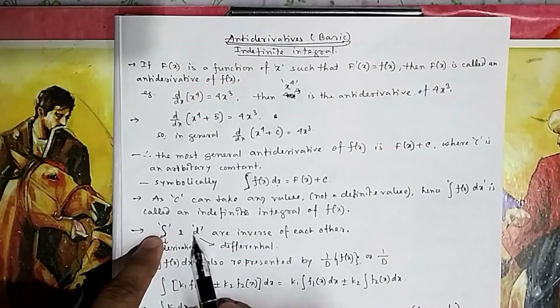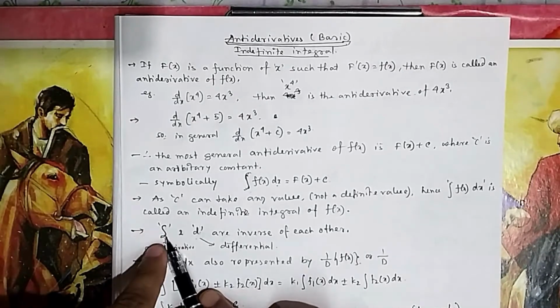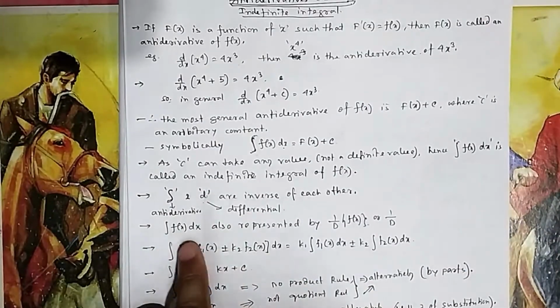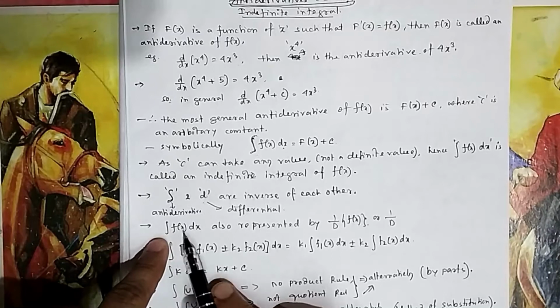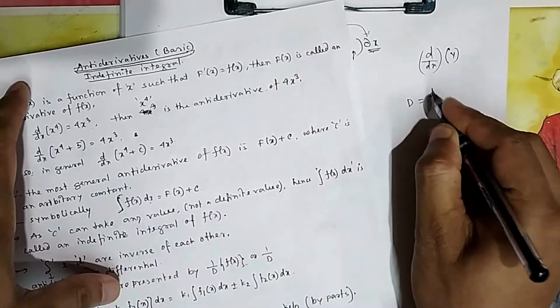The snake and d are inverse to each other. D means I am talking about differentiation. So this snake and differentiation are inverse of each other. This is the antiderivative, this is the differential. Now this integration f(x) dx is also represented by 1 by D. Capital D generally also represents d/dx.